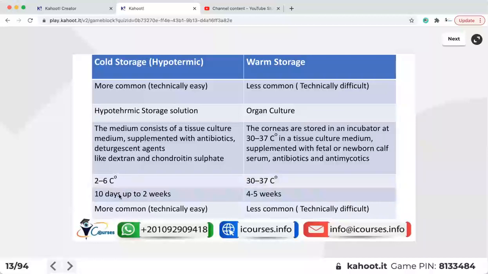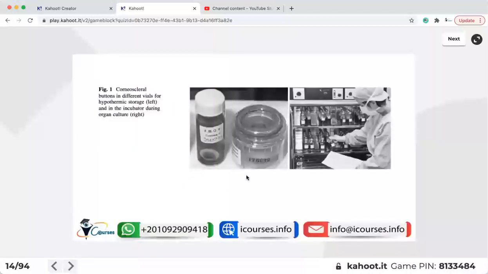As we mentioned, due to all these reasons, the cold storage is more common because it's technically easy, while the warm storage is less common because it is technically difficult. You can see here the difference. This is the cornea in the cold storage solution that consists of detergents, antimicrobials and tissue culture medium, while these are the warm organ culture, where the corneal grafts are in tissue culture medium with fetal serum or calf serum, together with antibacterial and antimycotic agents.